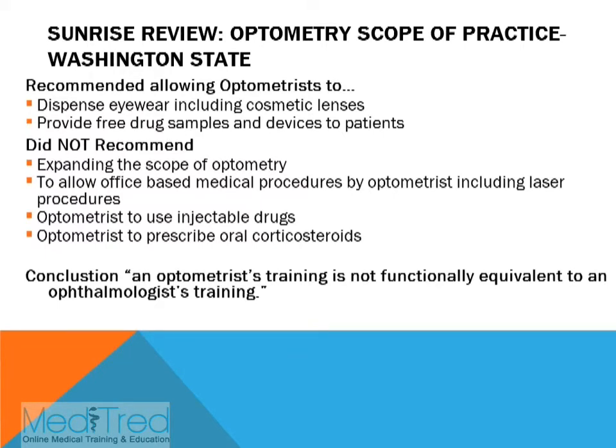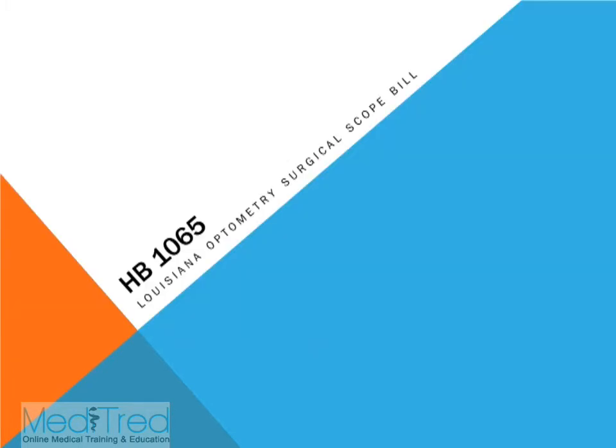Specifically, I would recommend everyone to read this Sunrise Review, which is the optometry scope of practice from Washington State, where the Optometric Association took the issue to the legislative body, and the Health Department of Washington State set up a committee to review the scope of practice. They came to the conclusion that optometry doctors are qualified to dispense eyewear, including cosmetic lenses, and provide free drug samples and devices to patients, but they're not qualified to expand the scope of optometry, and they did not allow office-based medical procedures by optometrists, including laser procedures, and they banned optometrists from using injectable drugs and from prescribing oral corticosteroids. They concluded that an optometrist training is not functionally equivalent to an ophthalmologist training.